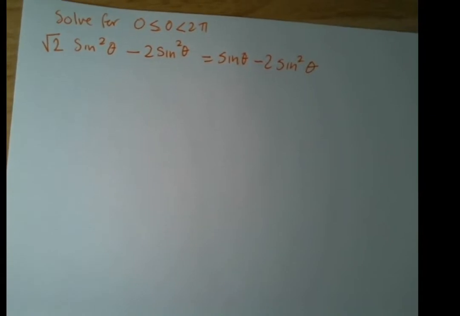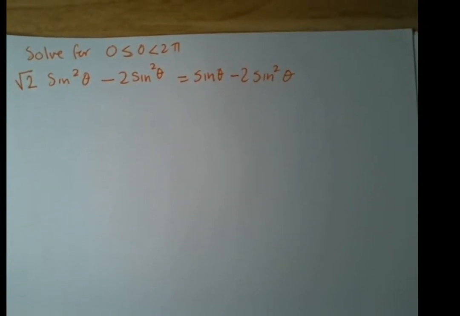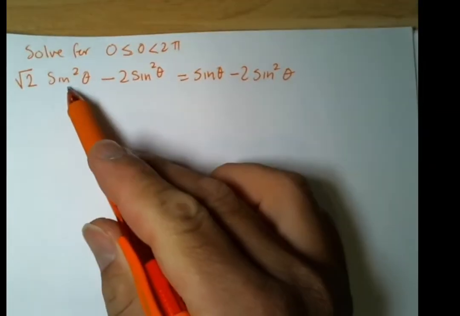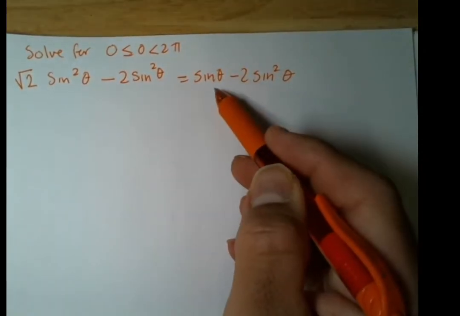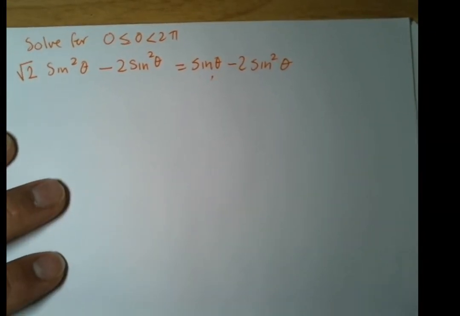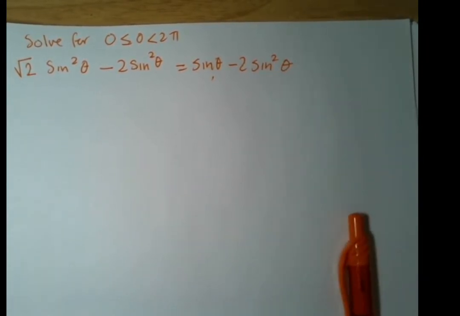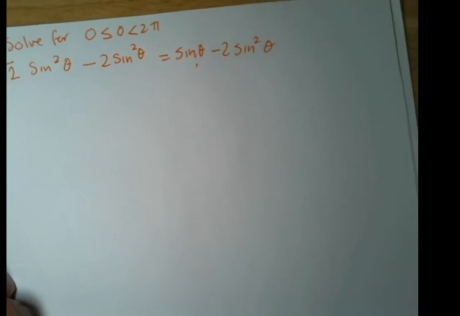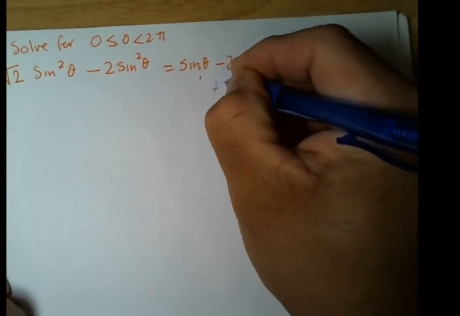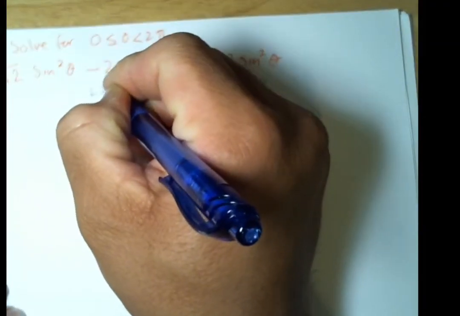Okay, now here I see just one trig function, sine, but it shows up in different forms. Right? We have sine squared, and we also have a linear term of sine. All right, so when I have that, when it's different powers, I'm going to try to set this equal to 0, and then go from there. Right. Now the first step in doing that is I'm going to add 2 sine squared theta to both sides.